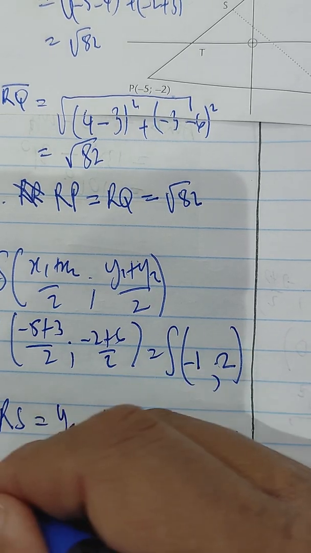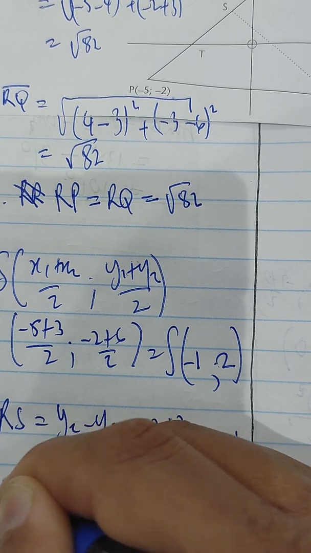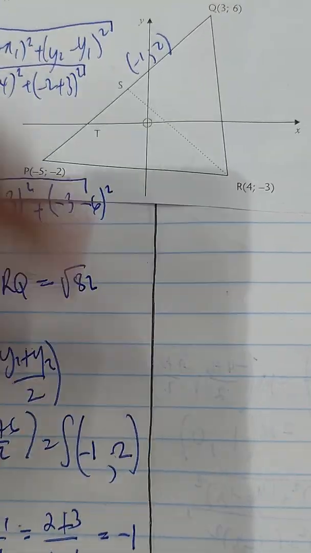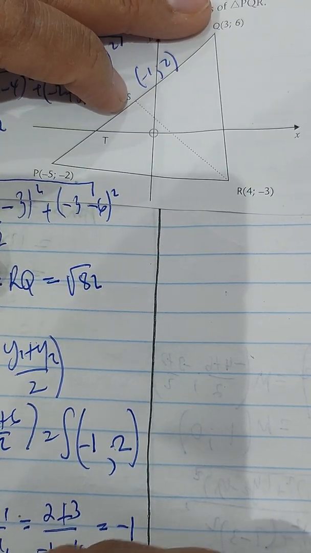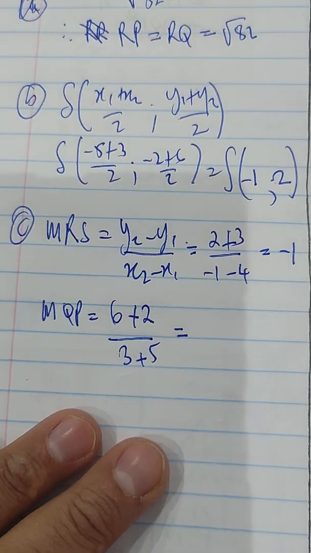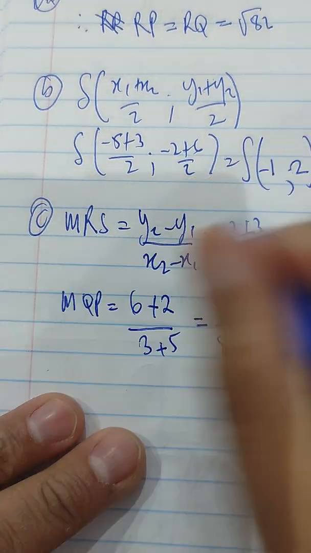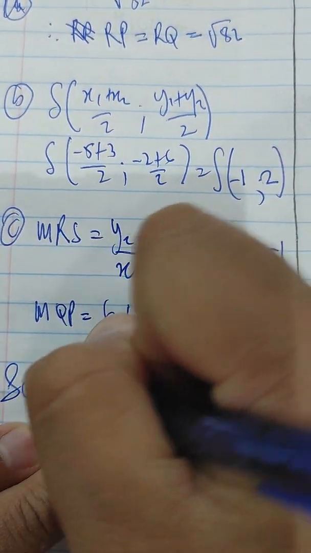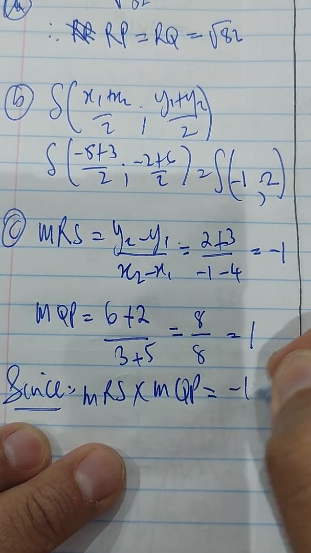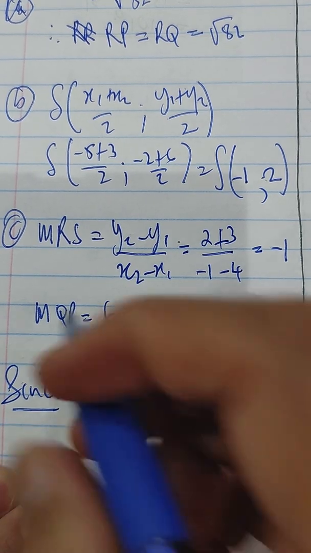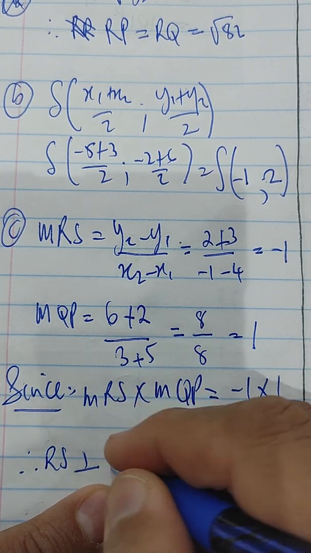Okay. So now we work out the gradient of QP. Again, change in y over change in x. I don't write the formula down again. So it's going to be (6 minus 2) over (3 minus 5). So if you look at that here, it's going to give you 8 over 8, which is 1. So what do you notice now? We can conclude that since the gradient of RS times the gradient of QP equals negative 1 times 1, which is negative 1, therefore RS is perpendicular to PQ.